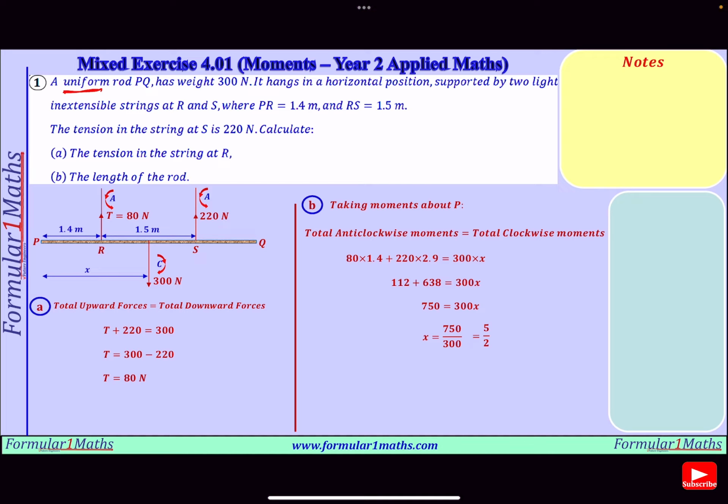But we are looking for the length of the whole rod. And the whole rod will be twice the length of x. So the length of a rod will be 2 times 5 over 2. I can cross out this one, and I'll end up with 5 meters. So that's question 1.